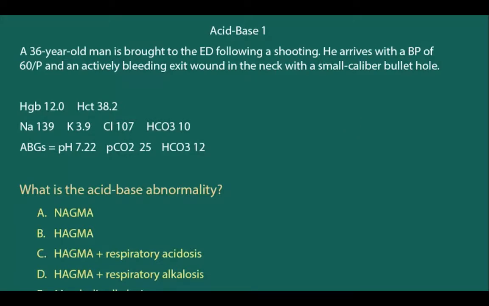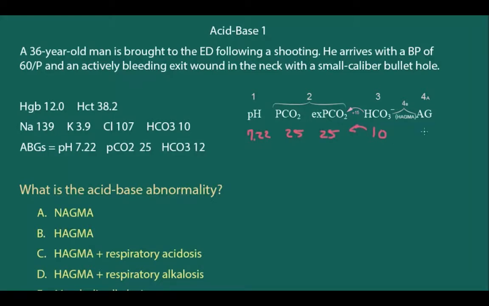Get right to the acid base. pH 7.22. We're writing this down in the same order every time. PCO2 25. Expected PCO2, leave blank. Bicarb 10. Anion gap. Now we go back and calculate. Expected PCO2 is 25. Anion gap is sodium 139 minus chloride 107 plus bicarb 10, 117, 139 minus 117. That's 22.